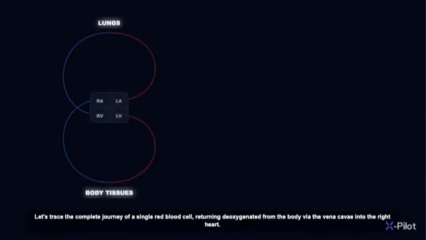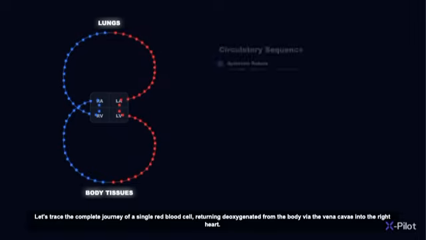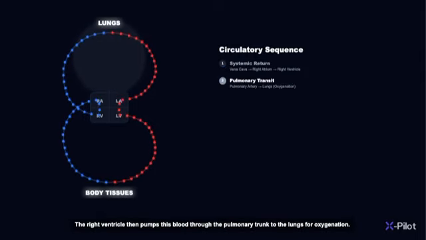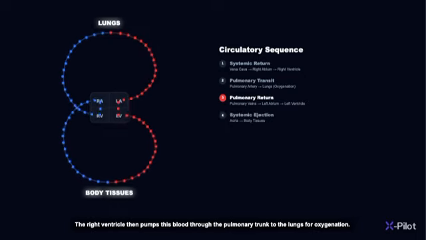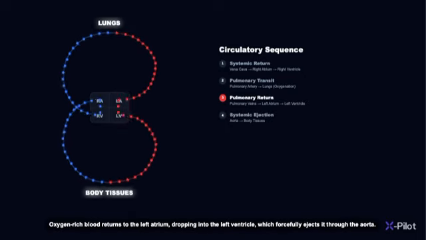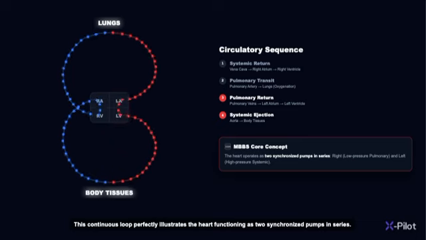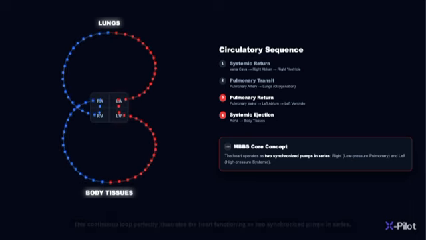Let's trace the complete journey of a single red blood cell returning deoxygenated from the body via the vena cavae into the right heart. The right ventricle then pumps this blood through the pulmonary trunk to the lungs for oxygenation. Oxygen-rich blood returns to the left atrium, dropping into the left ventricle, which forcefully ejects it through the aorta. This continuous loop perfectly illustrates the heart functioning as two synchronized pumps in series.